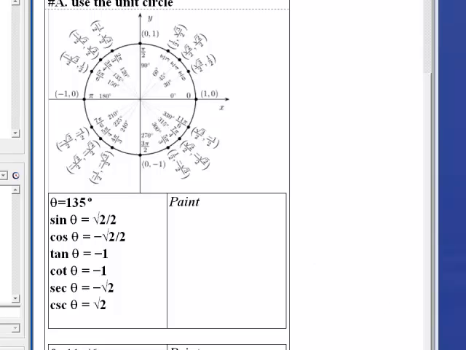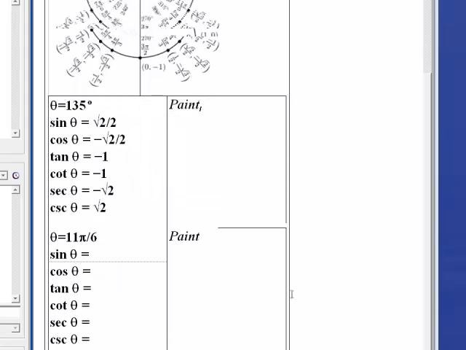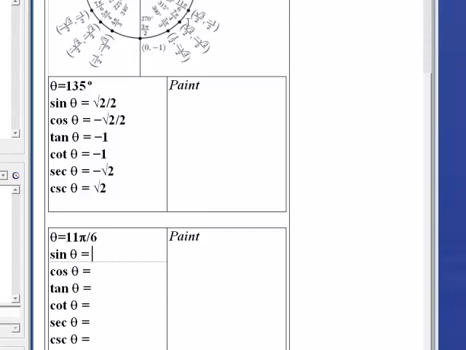Okay. The next one here, at 11 pi over 6, so we're at 330 degrees. The y-coordinate is minus 1 over 2. Minus 1/2 for the sine. The x-coordinate is square root of 3 over 2. So that's the cosine.